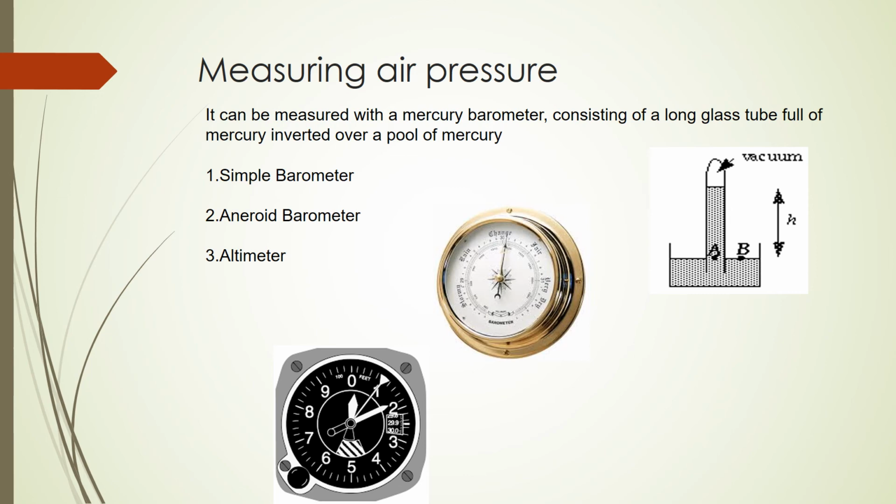And the second is the aneroid barometer. As you can observe in the diagram, an aneroid barometer is a box with flexible sides. If the atmospheric pressure changes, the box changes shape and moves a pointer across the scale. It is used to forecast weather. And the third is the altimeter. This instrument is used by pilots and mountaineers. It indicates their height or altitude above sea level.